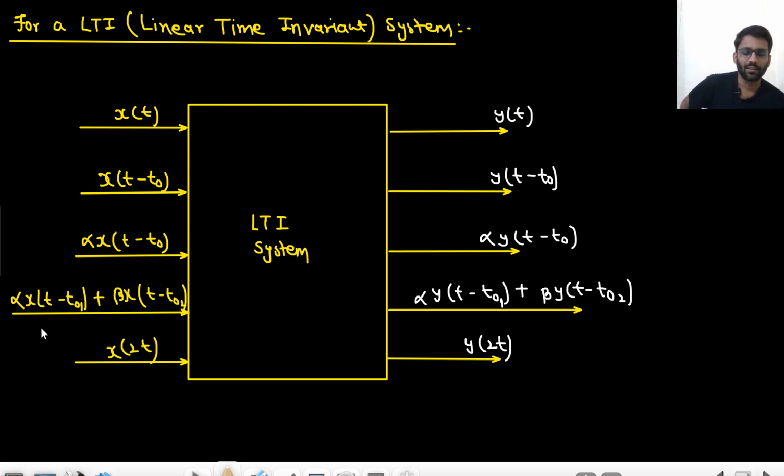Sorry. X of 2t in an LTI system will not be y of 2t. If x of t gives you y of t as the response, that doesn't mean x of 2t will give you y of 2t. Why is it so? Because what did I say? Shifting in the time domain will result in shifting in the time domain. But this is scaling.